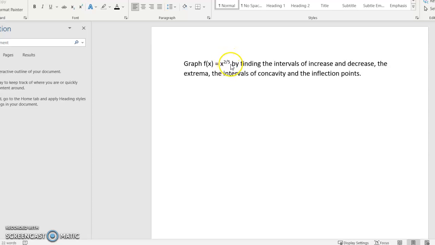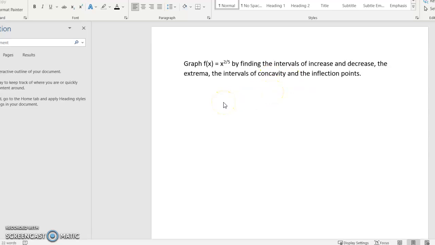However, if this bottom number had been an even number, we would have had to worry about it, because we can't take an even root of a negative number. So that changes our domain to anything greater than 0. So watch for that in these sorts of problems. If this bottom number is even, then we're looking at only 0 to infinity for our domain, or really not including 0, so anything greater than 0.